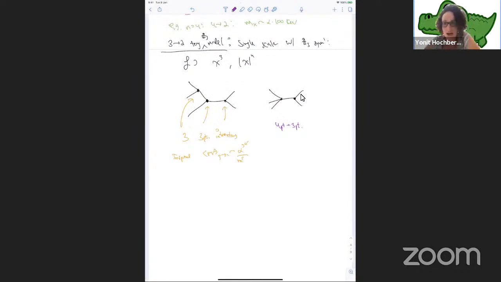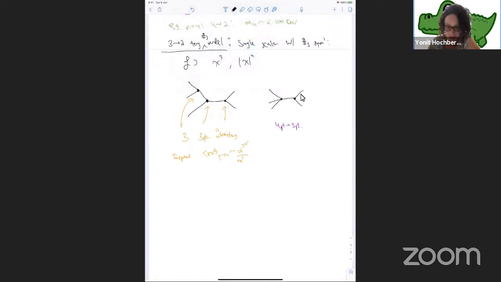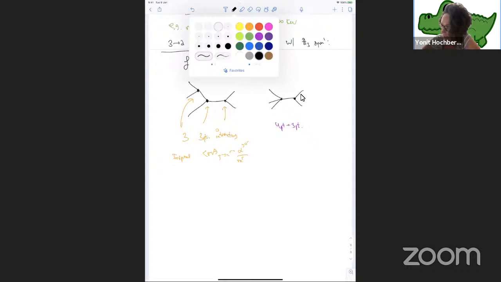So we've understood 3 to 2 interactions. We've understood that I could have general n to 2 interactions. And now let's touch upon the point that was mentioned earlier, which is the fact that, as I said, I have been cheating you.